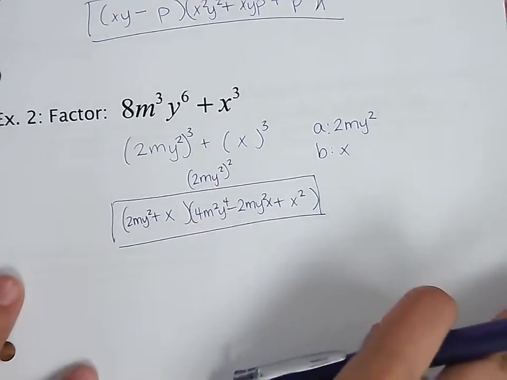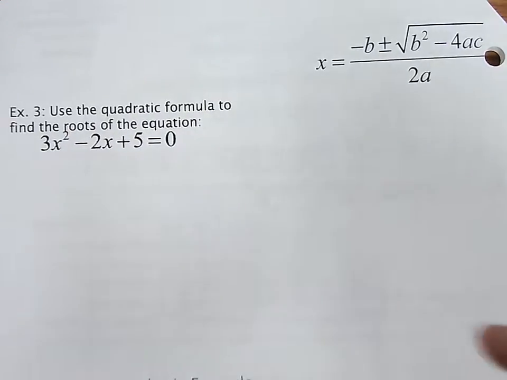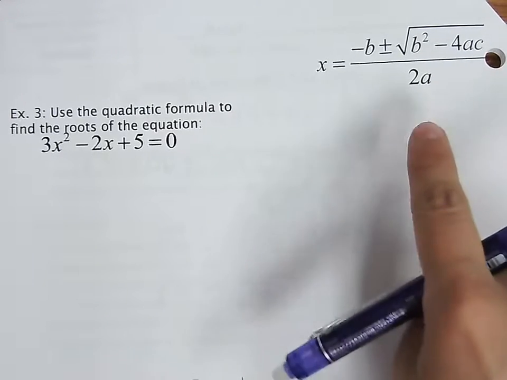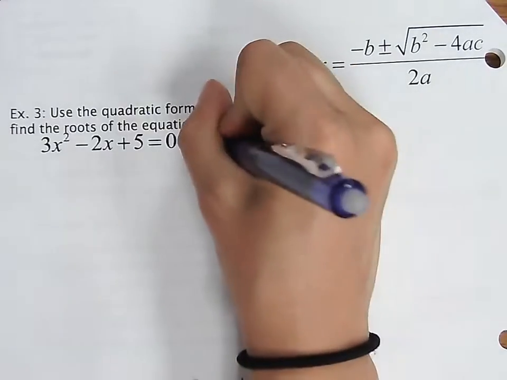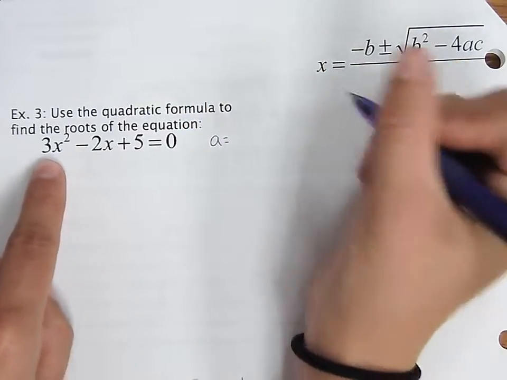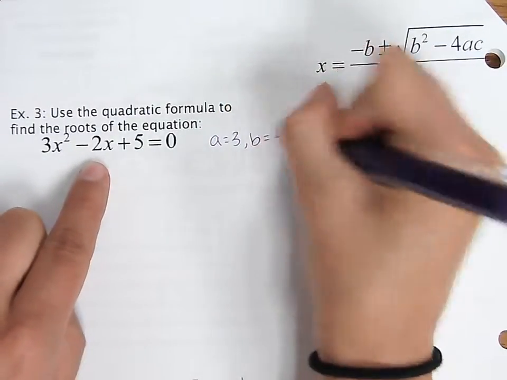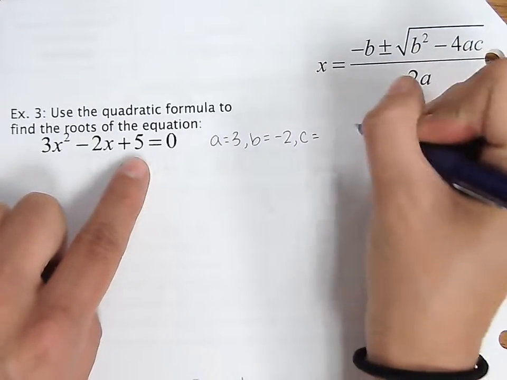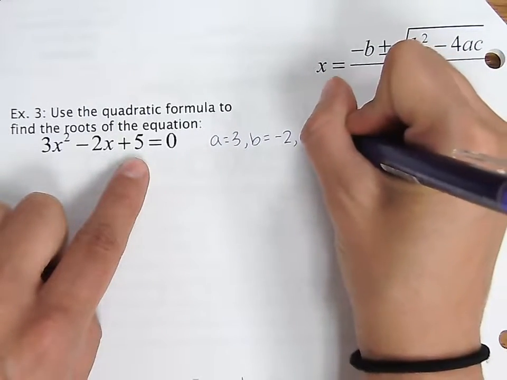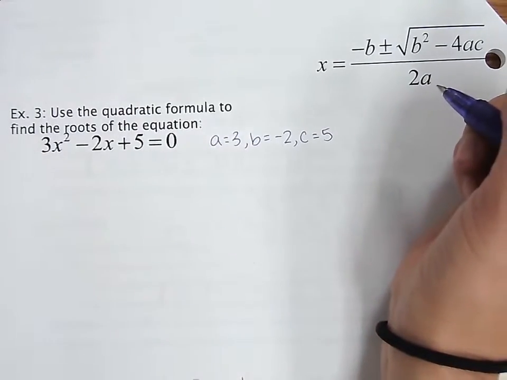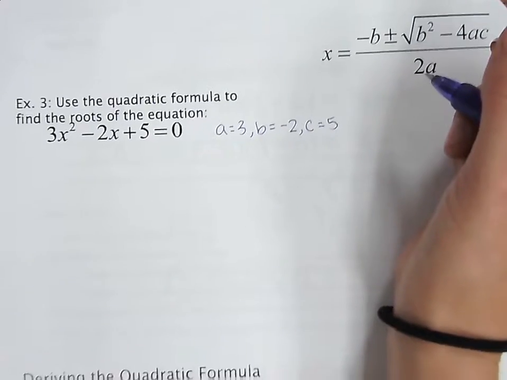Alright, so let's look at the next problem. We want to use the quadratic formula, which we have in the top right-hand side of our notes, to find the roots of the equation. So we want to figure out, what's a, what's b, what's c? So a is the coefficient of the quadratic term, which is 3. B is the coefficient of the linear term, which is -2. C is the constant, which is 5. We have to set it equal to 0 before we can figure out a, b, and c, just as a first step. Now we can plug in.